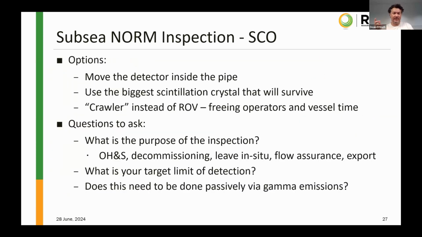So there are some other options, which is moving the detector inside the pipe, which is a great idea right up until you meet a blockage, in which case your detector and whatever you're using to propel it is now stuck. You can use the biggest scintillation crystal that'll survive. So a lot of these low count rates I've been talking about are generally from GM tubes, Geiger-Müller tubes, where the count rate is, say, 17 counts per second per microsievert per hour. You go in there with a scintillator, that 17 becomes hundreds, if not thousands, and a lot of your counting problems disappear. The problem is the size of the detector.